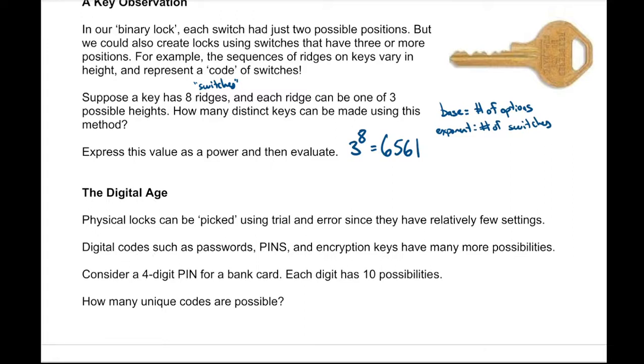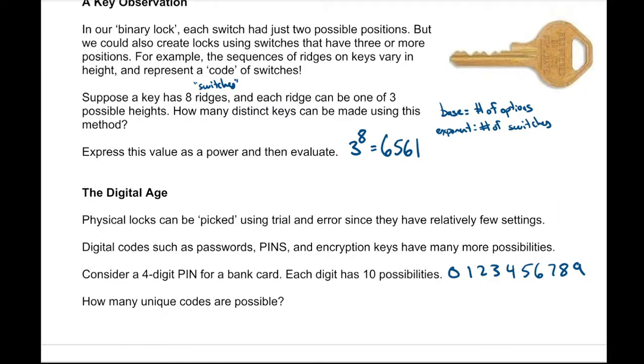Digital codes such as passwords, PIN numbers, and encryption keys have many more possibilities because you're given so many different options, right? If we consider a 4-digit PIN card, each digit has 10 possibilities, right? If we want to write those out to visualize them, a single digit could be 0, 1, 2, 3, 4, 5, 6, 7, 8, or 9. So there's 10 possibilities there.